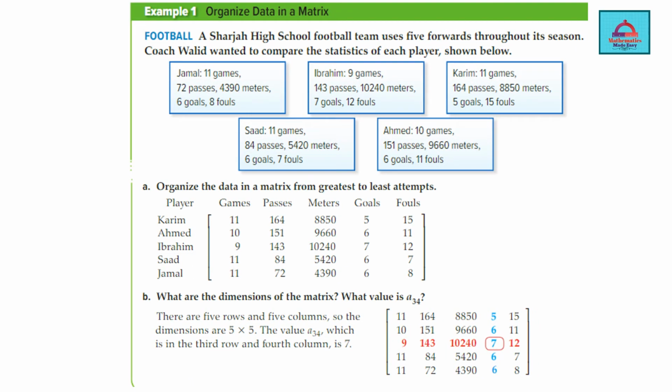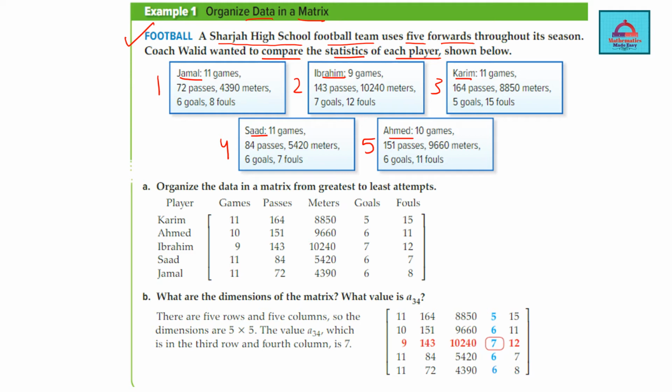Let's take another example. Again, our learning objective is the same. We want to organize data in the form of a matrix. Sometimes in your exam, you may be given a word problem on organization. So what is given here? Let's understand. Sharjah High School football team uses 5 forwards throughout its season. So 1, 2, 3, 4, 5. These are the 5 forwards. The first person is Jamal, followed by Ibrahim, Kareem, Saad, and Ahmad. Now, for each of these players, there is some information that you want to compare and then organize in the form of a matrix.